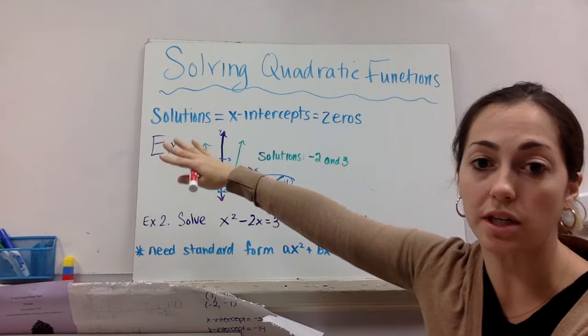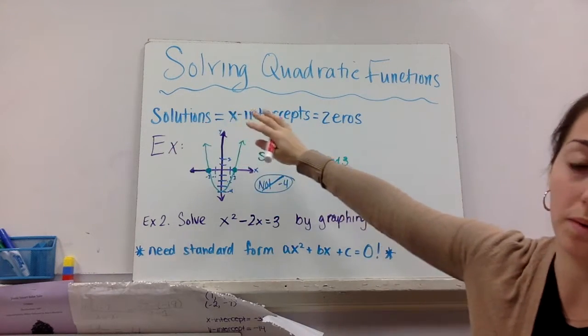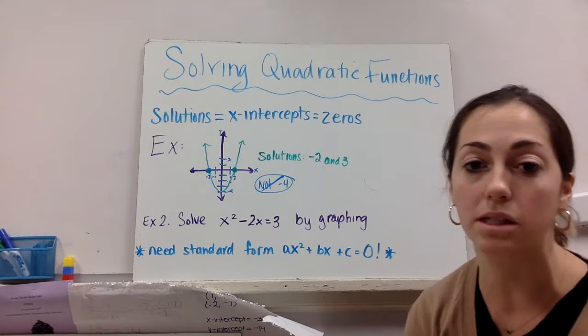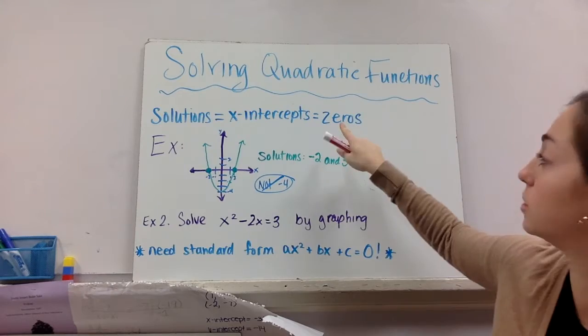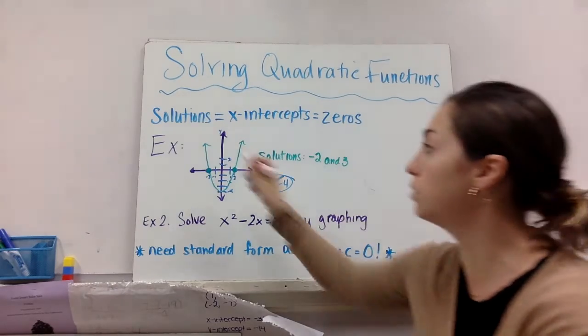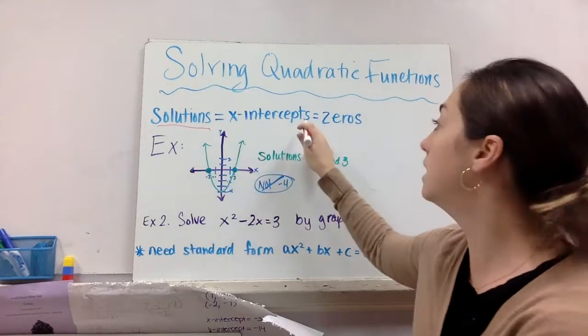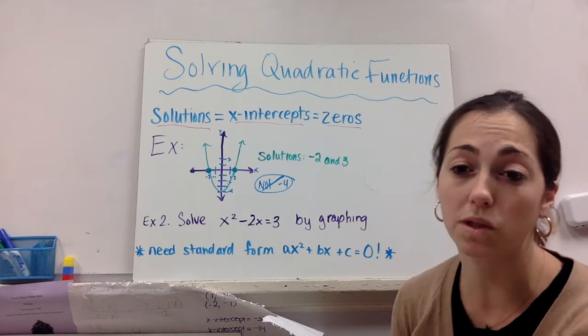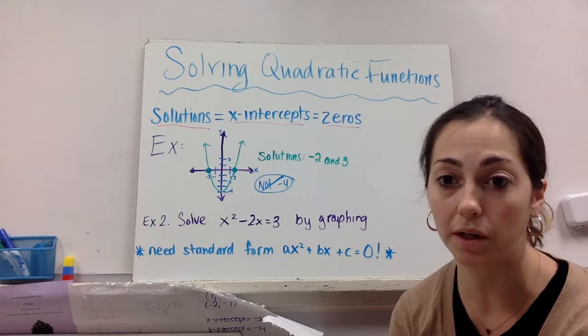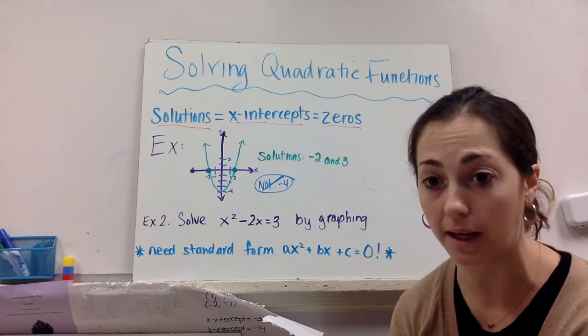Solutions is another way to say, like, what is my solution? It's your x-intercepts. Another way to say that is also zeros. So solutions equals x-intercepts equals zeros. All of those words are interchangeable. Whichever one you hear, they all mean the same thing.